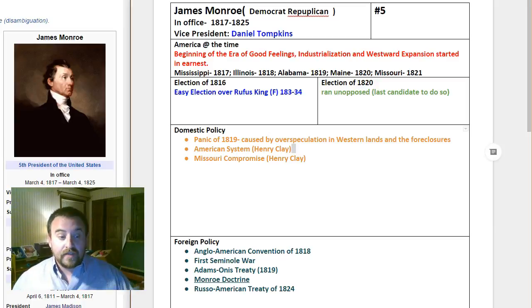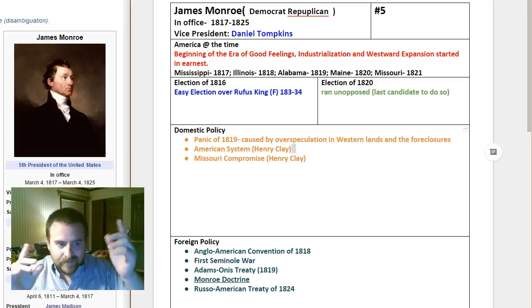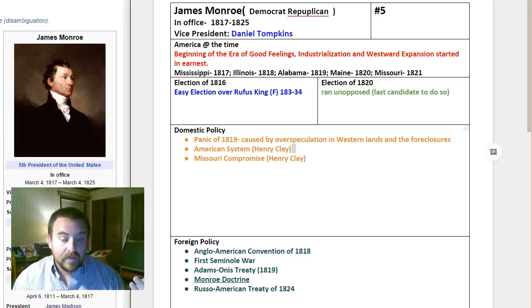So the Federalist Party has gone from being the national party with Washington, you can say Washington and Adams, to becoming a regional party by the time Madison's elected the first time. So now they are essentially done. They will die out during Monroe's presidency. So let's take a look at America at the time.